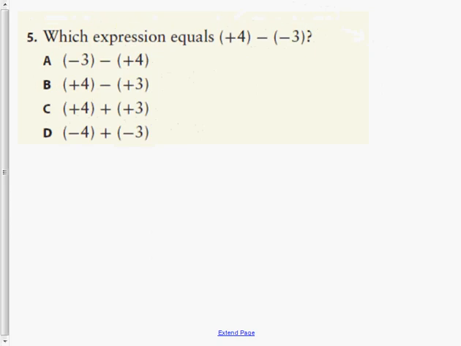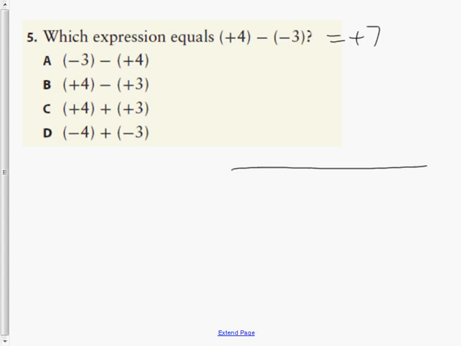Question 5, which expression has the same value as positive 4 take away negative 3? Now remember, there are two ways you could think about this. You could think of it as 4 degrees in a room, temperature-wise. If I remove 3 degrees of cold air, that means you're going to make the room warmer, which means the result will be positive 7.